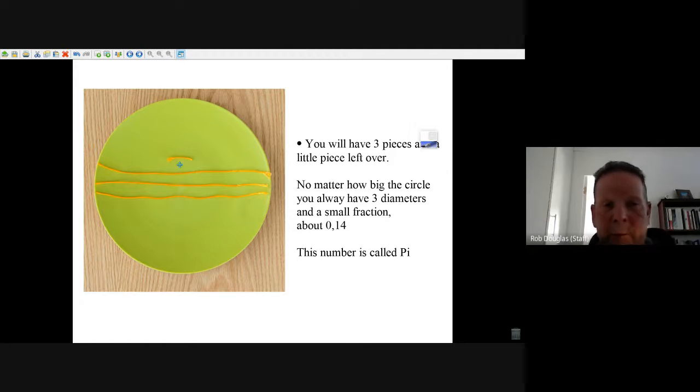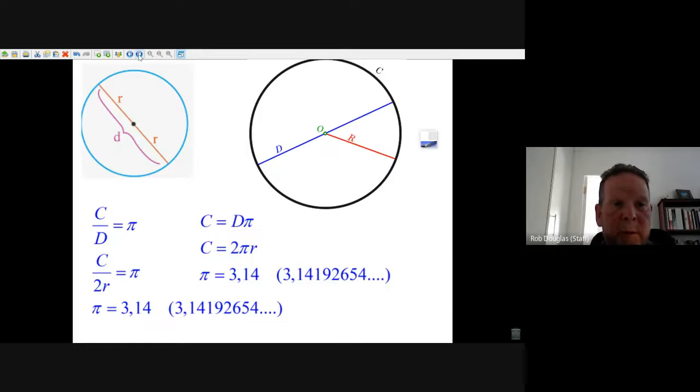And that little bit, no matter how many times you do it with different circles, is really close to this fraction, 14/100ths, 0.14. So 3.14, 3 diameters and that little bit, has a special name. We call it pi. Because it doesn't matter whether the circle's little or big, every time you do this, you come up with the same number. It's the same. We call that number pi a constant. It's a real special number.